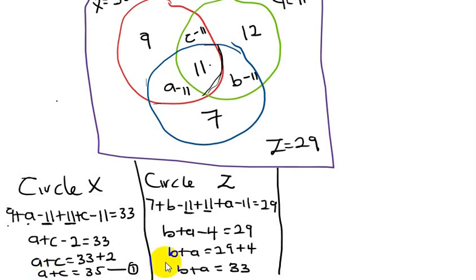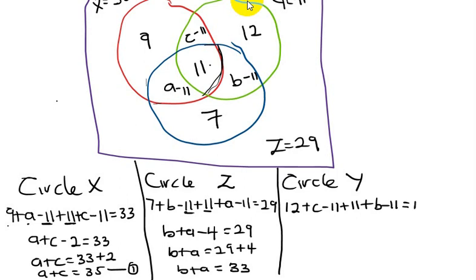So that is it. Now we'll pick another circle, the last circle. So circle Y, that's the green column. We will add everything over there, then we equate it to the 41. So we are going to get 12 plus C minus 11 plus 11 plus B minus 11 being equal to 41. Then we're going to get C plus B. Now minus 11 and plus 11 will be 0, right? And this 12 minus this 11 will give you 1.